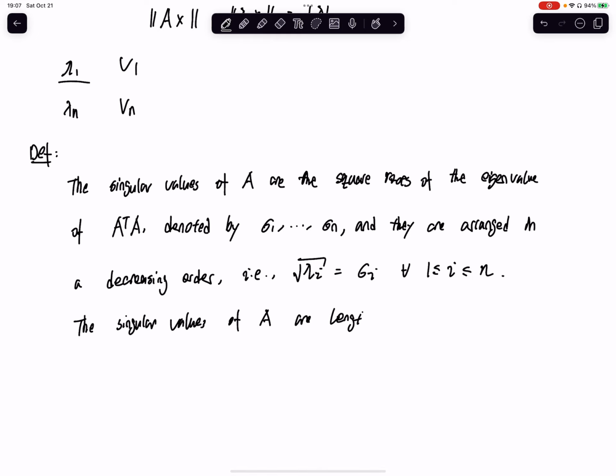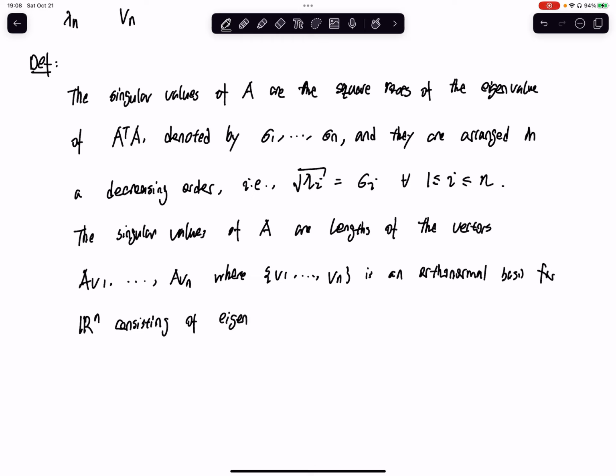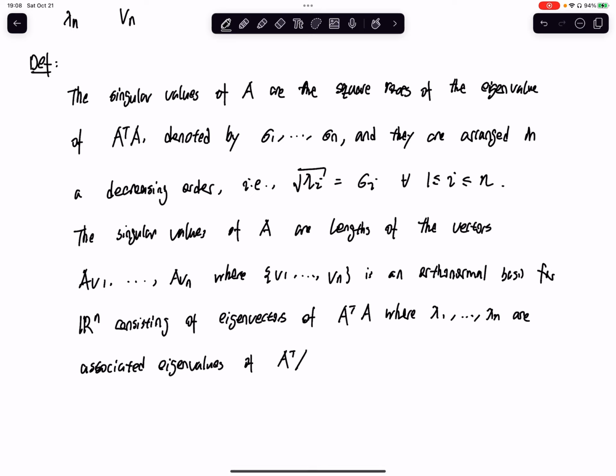And the singular values of A are the lengths of the vectors Av1, Av2, up to Avn. That is how much it is shrinking or stretching, with v1 up to vn an orthonormal basis for Rn consisting of eigenvectors of A transpose A. Here lambda 1 up to lambda n are the associated eigenvalues of A transpose A.